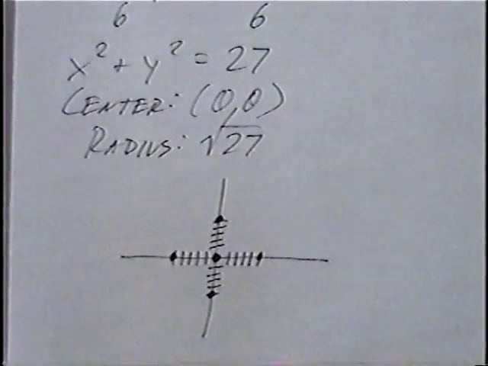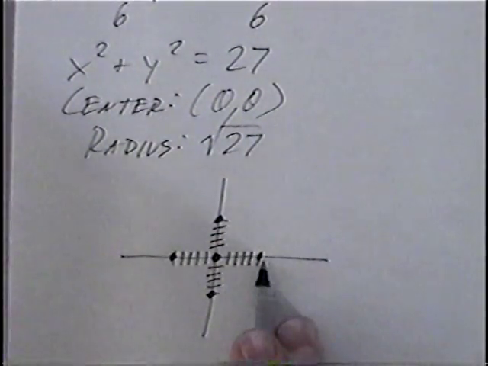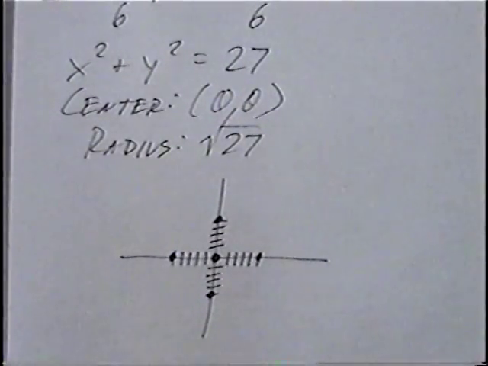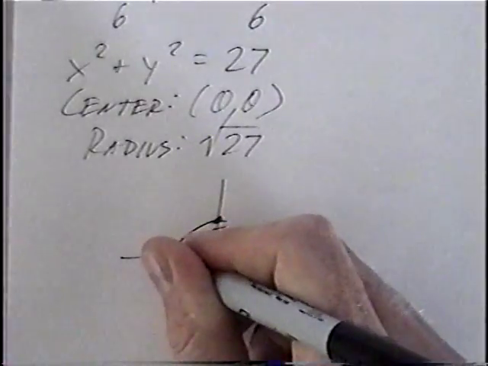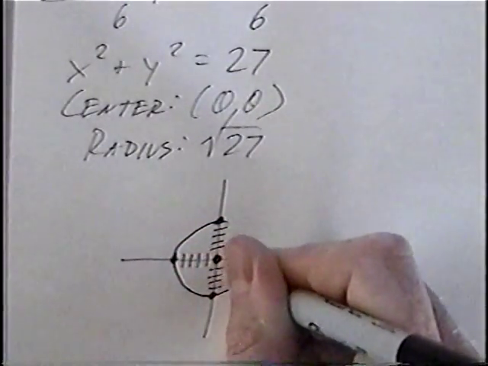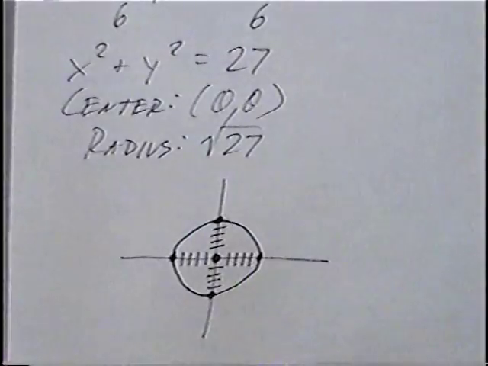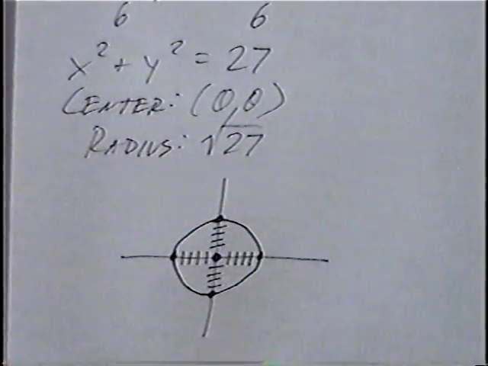So from the center, we'll go a little bit more than 5 spots in each direction, just past 5, and connect those to make the circle. And that would be the graph for the question.